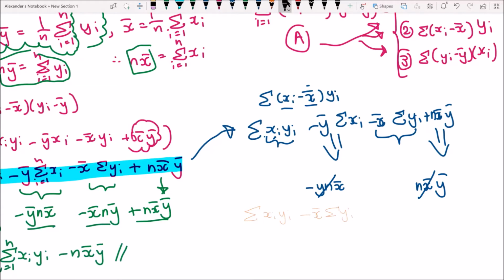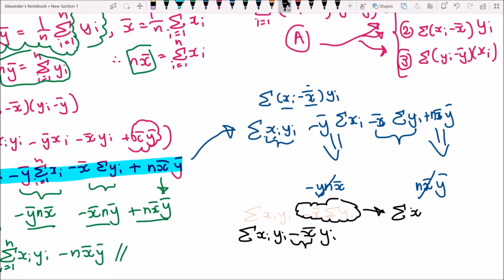I'll use the black pen. So we have the summation of xi yi, negative x bar, yi. Because in this summation operator over here, we have a constant outside, which is the negative x bar. We can bring it inside of the summation operator, then we have the summation of negative x bar yi. This will yield the same result as over here. So then we can write everything under one summation operator. And then if we do some simple factoring, we factor out the yi, we get the summation of xi minus x bar times yi.